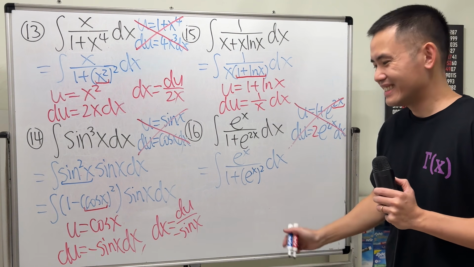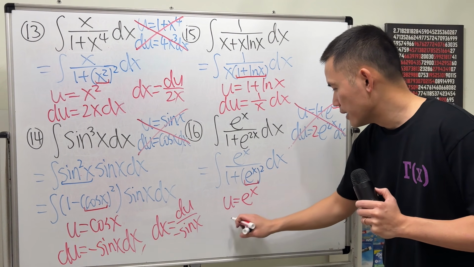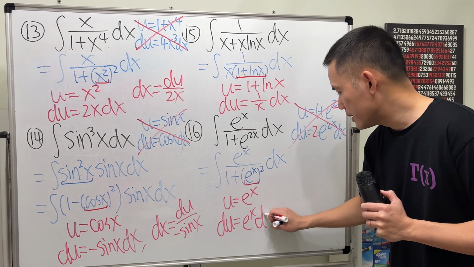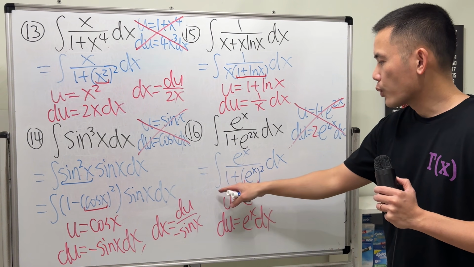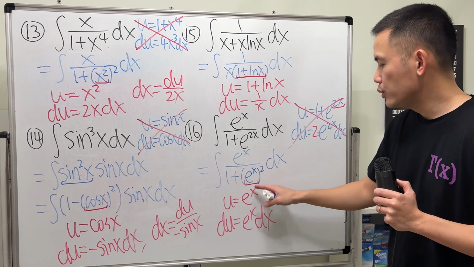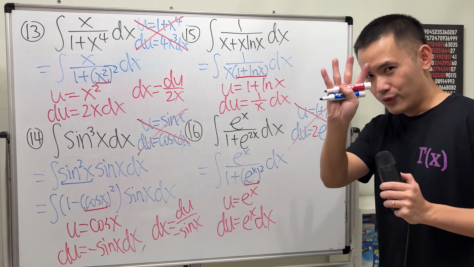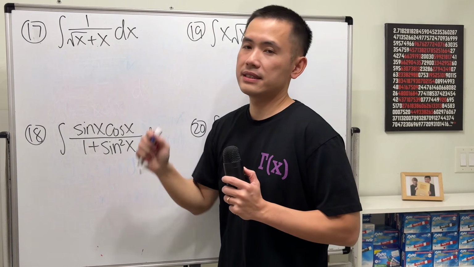Now we are in business. Put u equal this, and then du is e to the x dx. That is going to be the du. We will be integrating 1 over 1 plus u squared in the u world, and then we can go from there. 4 more. Number 17, 1 over square root of x plus x.